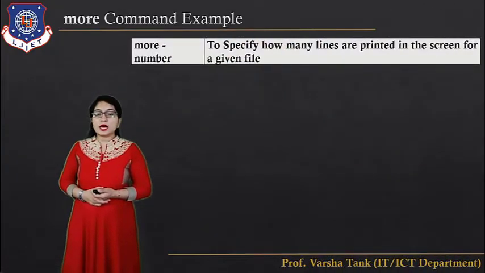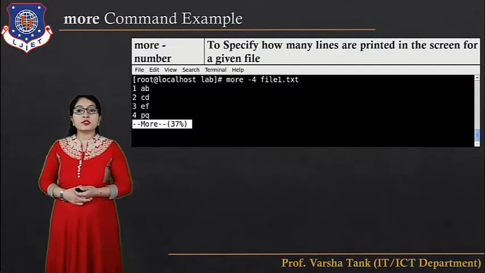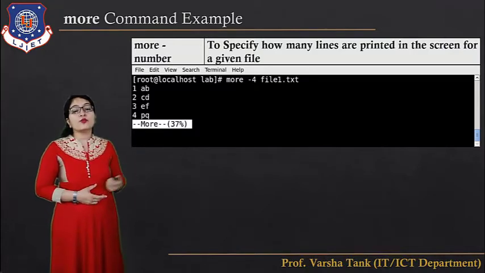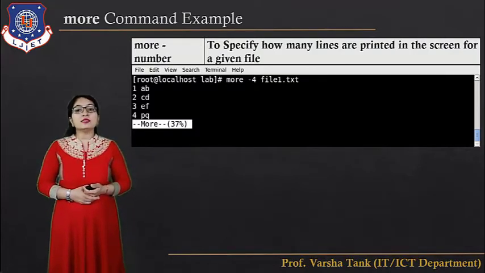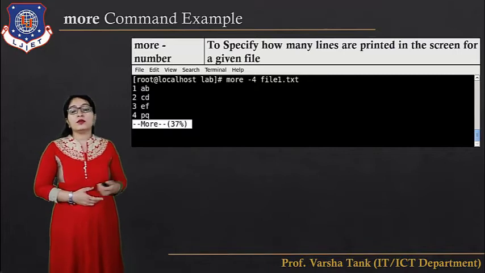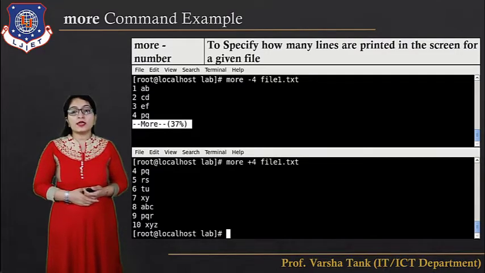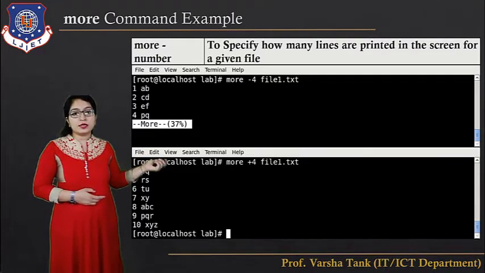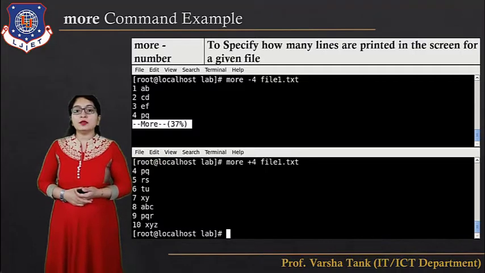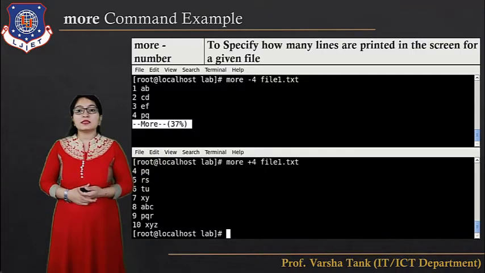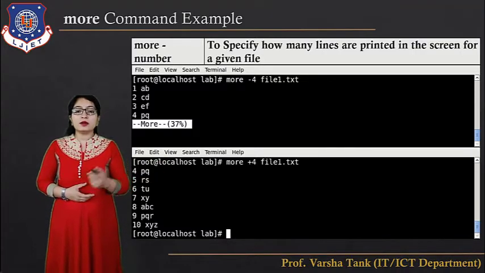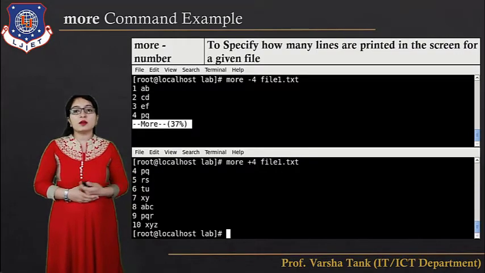Here are some examples. For more -4 file1, it will display 4 lines. For more +4 file1.txt, it will display the data from the 4th line up to whatever data is available, and each and every line it gives the number like this.